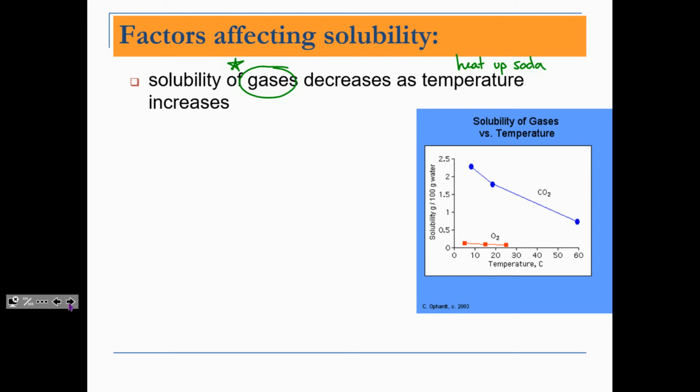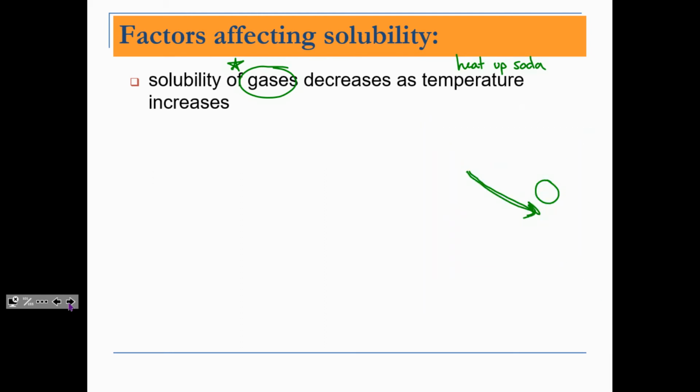Two different gases being compared here. Oxygen has a smaller slope. Carbon dioxide significantly reduces, and this is what's dissolved in your soda. So if we had oxygen dissolved in our sodas, as we heated up the temperature, it would not bubble out as much, but that's not what we do. But CO2, we lose a lot of gas as we heat up the temperature.